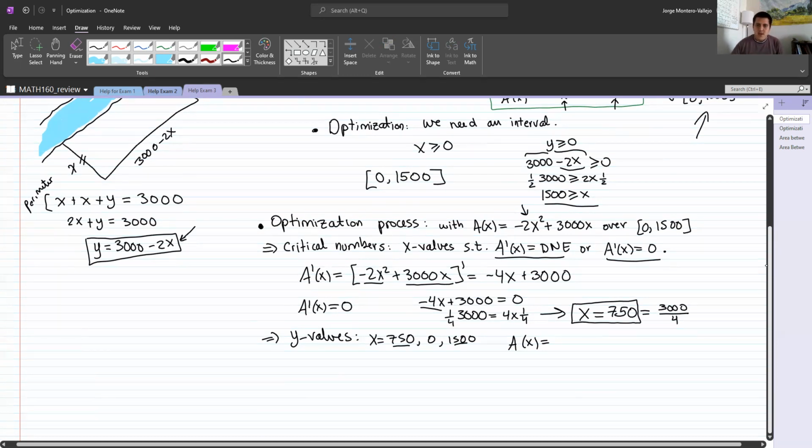So let's see. We want to use this version of the function. Okay, so A of 0 is what? Well, if you plug in 0 here, I don't care what I get over here, it's going to get multiplied by 0.